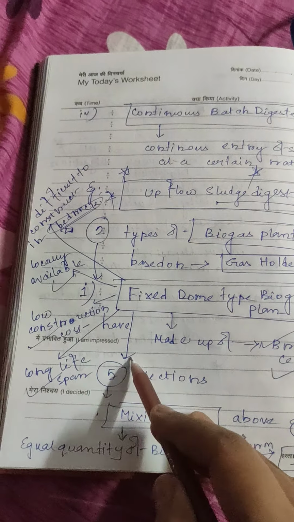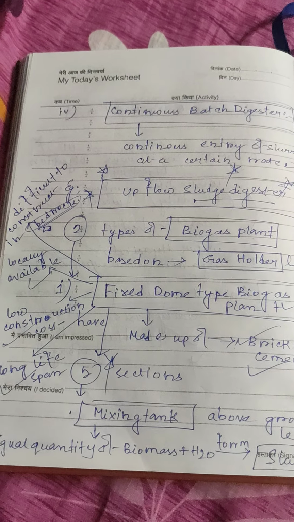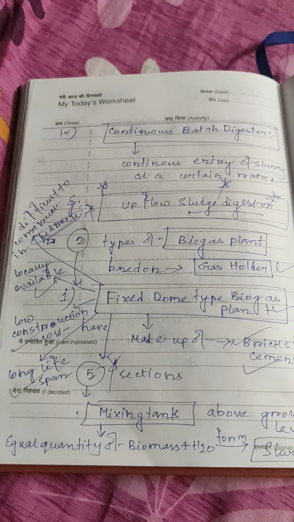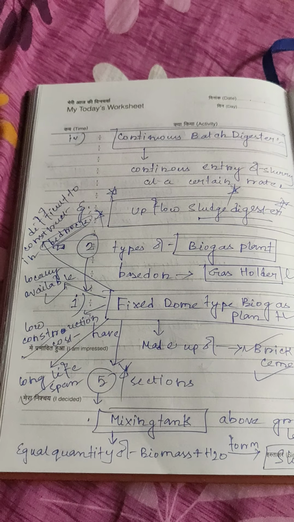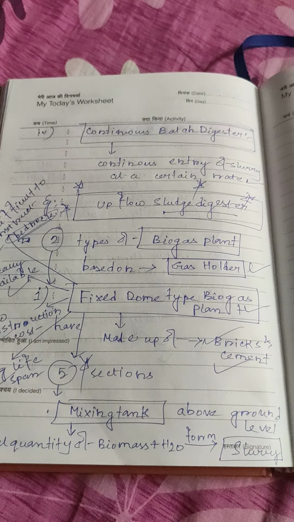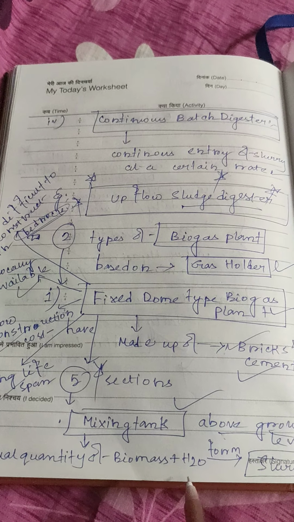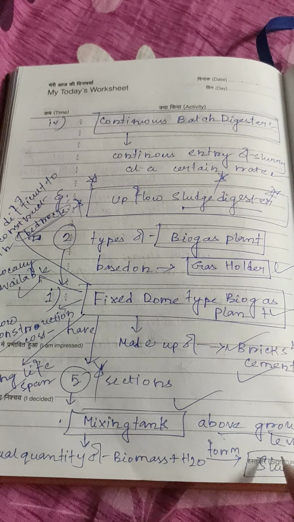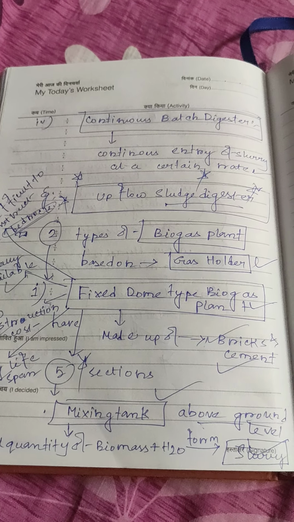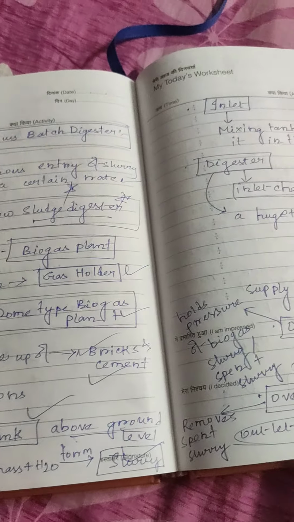It has 5 sections. First is the mixing tank. Mixing tank is present above the ground level. Equal quantity of biomass plus water is used to form the slurry.